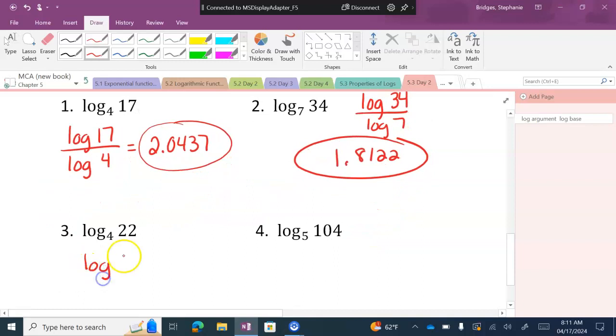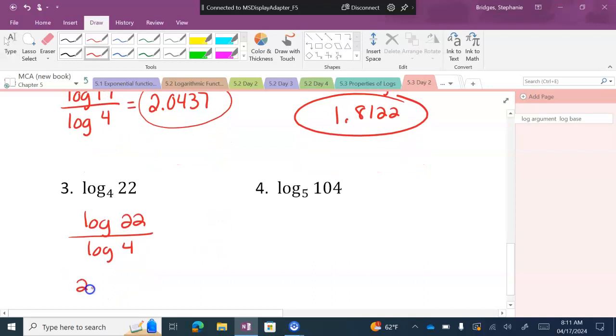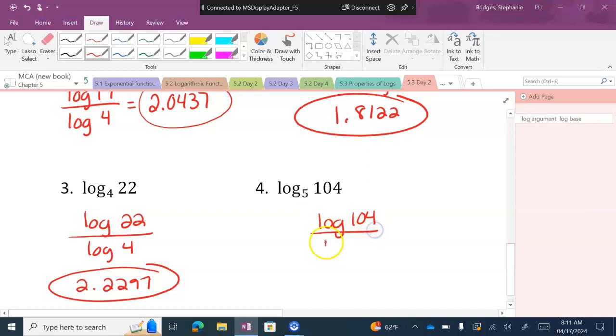All right. Log of, what is my argument for number 3? 22 divided by the log of 4. 2.2297. Okay. And then what is my argument for number 4? Yep. So we'll do the log of 104 divided by the log of 5. And I get 2.8807. Okay? Any questions? Okay.